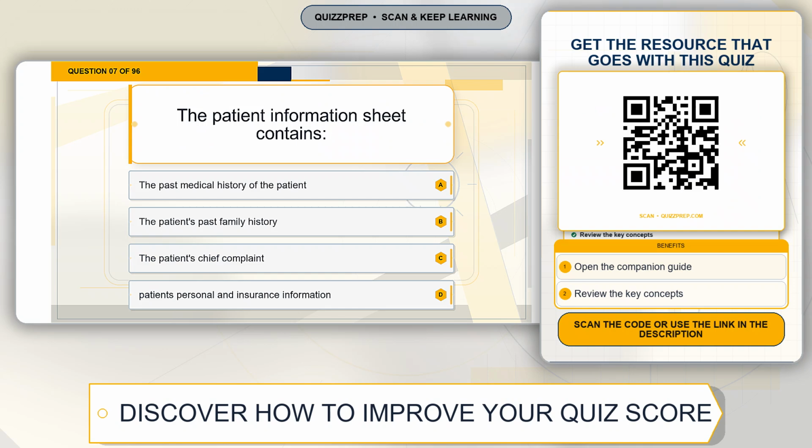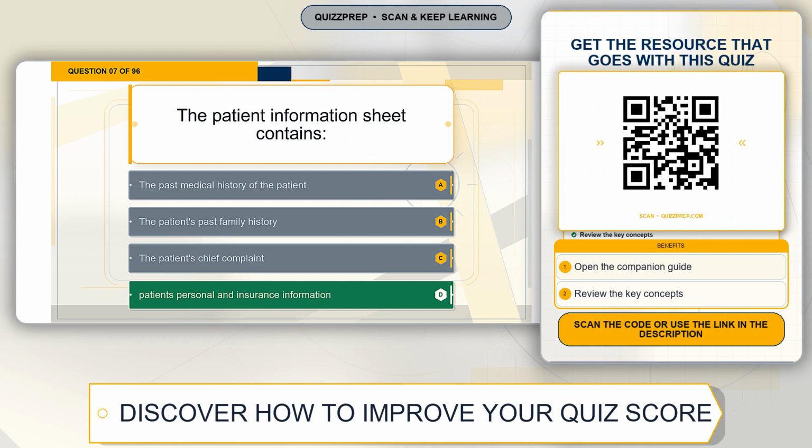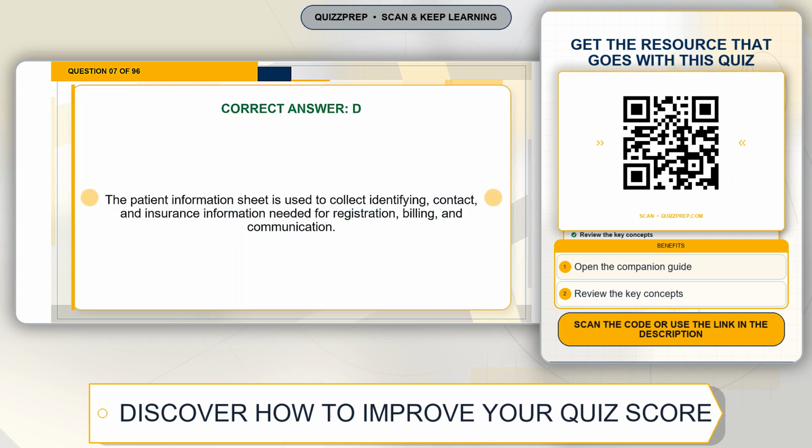Question 7. The patient information sheet contains: Option A. The past medical history of the patient. Option B. The patient's past family history. Option C. The patient's chief complaint. Option D. Patient's personal and insurance information. The correct answer is option D. Patient's personal and insurance information. Explanation. The patient information sheet is used to collect identifying, contact, and insurance information needed for registration, billing, and communication.